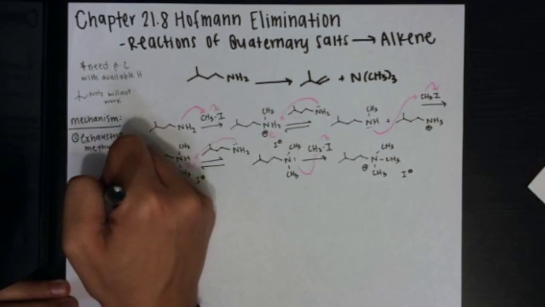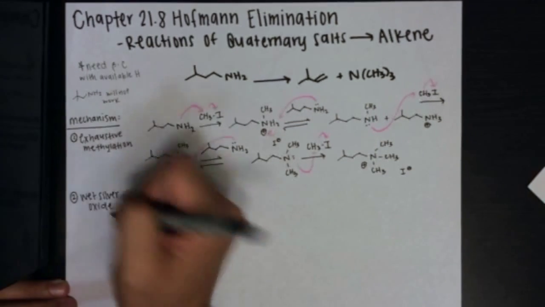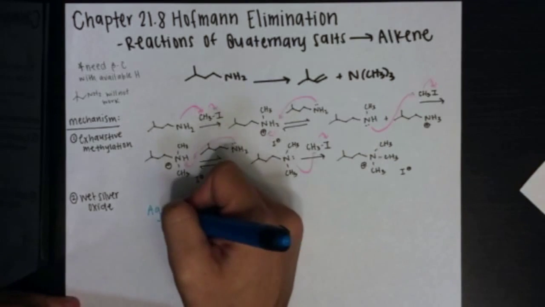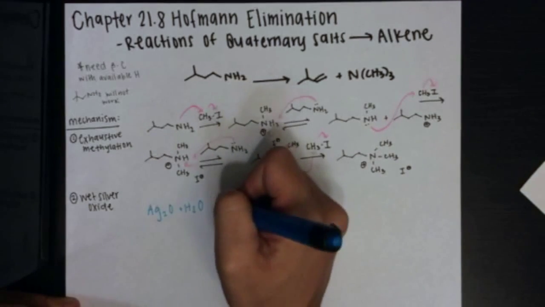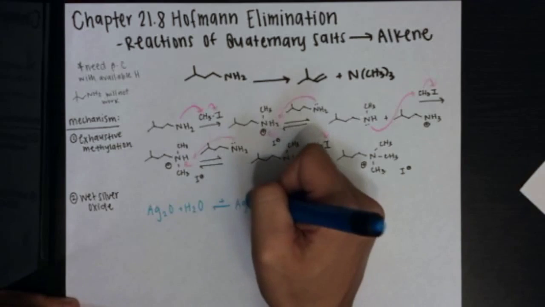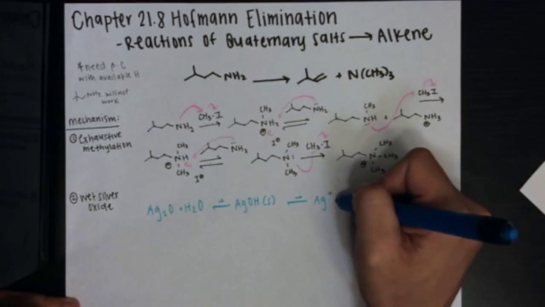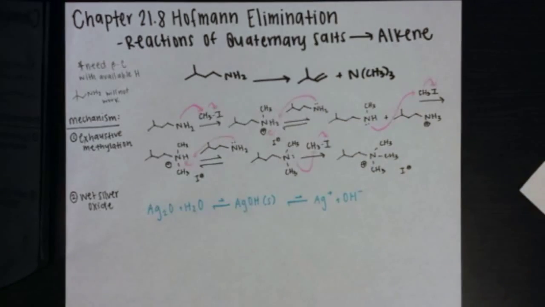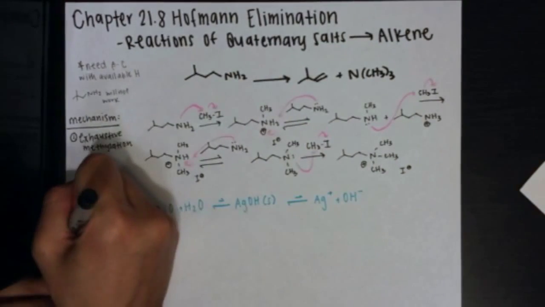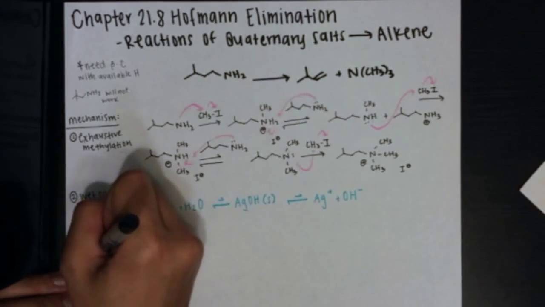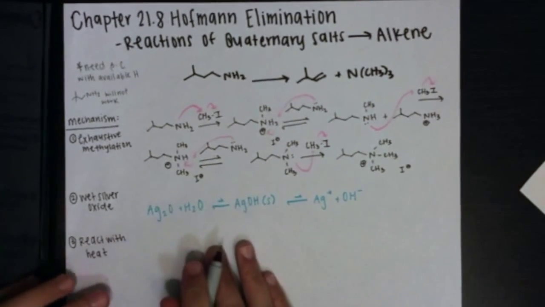Okay, so in the second step, we are reacting wet silver oxide, and this is going to form hydroxide ions. The equilibrium arrows you can see are not favoring the products, but still some will form. Okay, in the third and final step, you react these products with heat, and this forms the alkene.